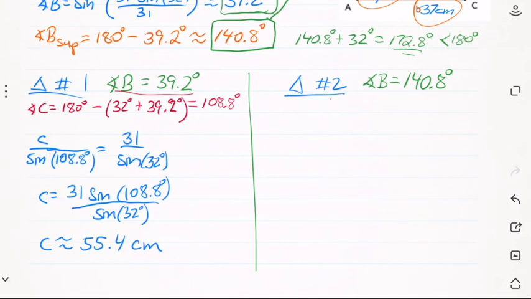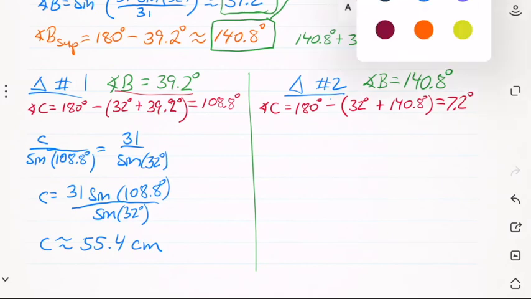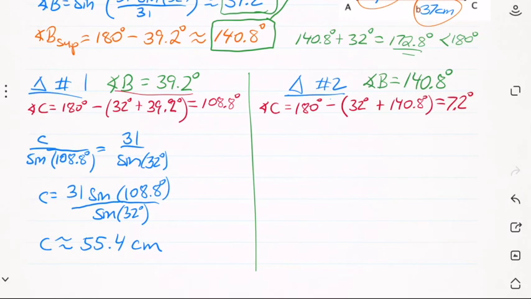So for triangle 2, we also have to find the measure of angle C, and we're going to do it the same way. So the measure of angle C is equal to 180 degrees minus the sum of the given angle and this other angle B sub. And we're going to find that this angle C is 7.2 degrees. All right, and then the setup actually stays exactly the same. The only thing that changes is the angle.